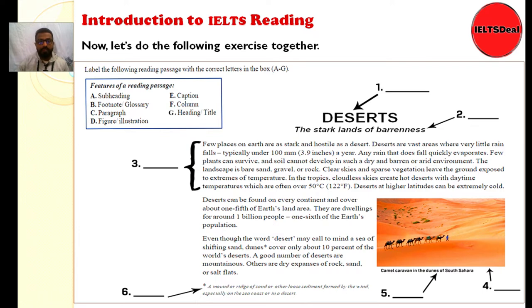Here we have: label the following reading passage with the correct letter in boxes A to G. I want you to label all those numbers, 1, 2, 3, 4, 5 and 6, by naming those places. There are 7 names for you. In A, you have subheading; in B, footnote or glossary; in C, paragraph; in D, figure or illustration; in E, caption; in F, column; in G, heading or title. Can you name these places?